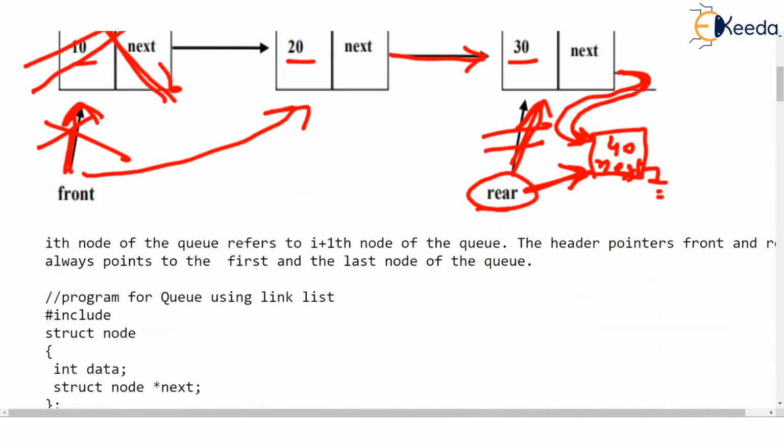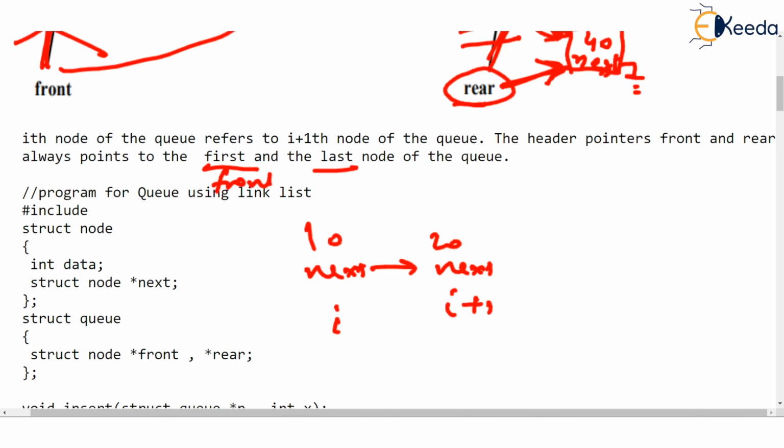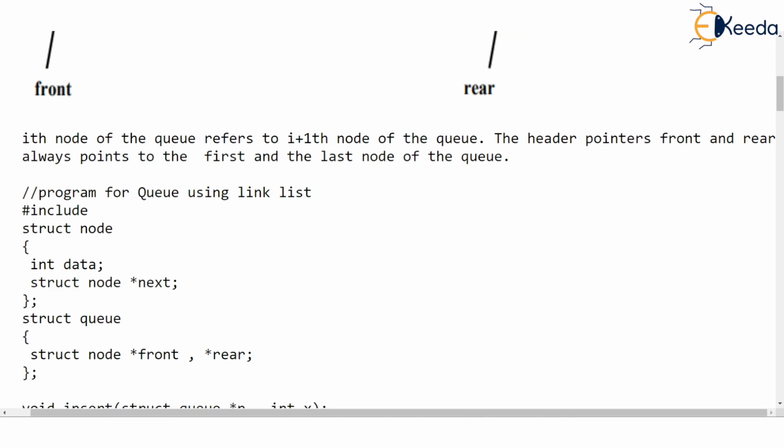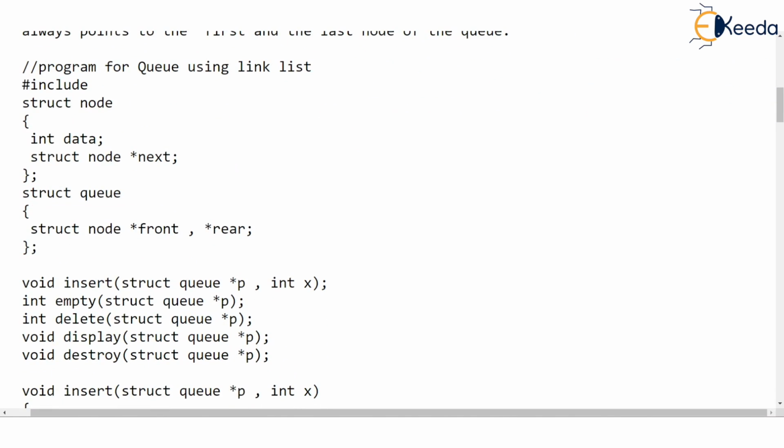Now, next, you can just check these sentences that I have written. Like the ith node of the queue refers to the i plus one node of the queue. Obviously, if this is 10 and its next, then this ith node points to the i plus one node, isn't it? This is the i plus one node. And there are two header pointers, first and last. You can call them front and rear also. That's what we have called them in our code. Okay. So in the coming videos, we will see the implementation of the queue. Thank you very much.